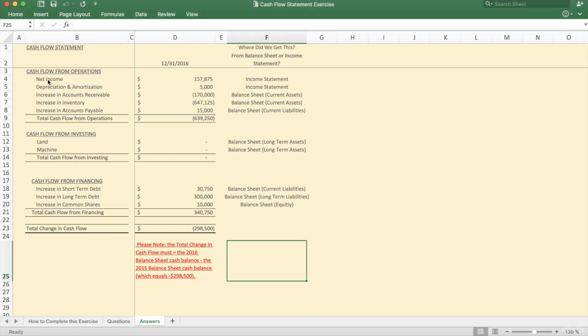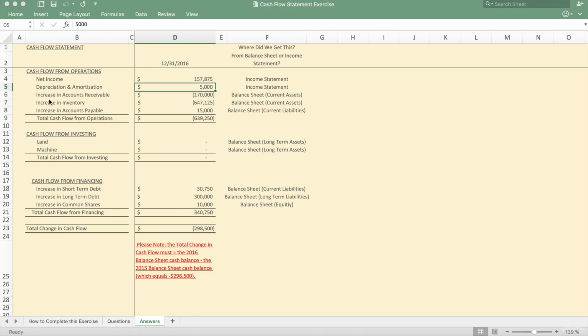So we always start with net income at the top of the cash flow statement. And this obviously comes from the income statement. And then we get one more item, usually from the income statement, which is depreciation and amortization. You just add it back because, of course, it's not a cash expense.